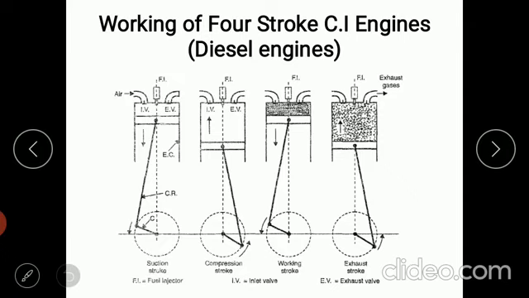Then SI engine means spark ignition. Shortly we can call it SI. SI engine is nothing but a petrol engine. CI means compression ignition engine, which is otherwise termed a diesel engine. Why it is termed compression ignition means, here we will initiate the combustion by compressing air from lower pressure to higher pressure. That's why it is termed a compression ignition engine.